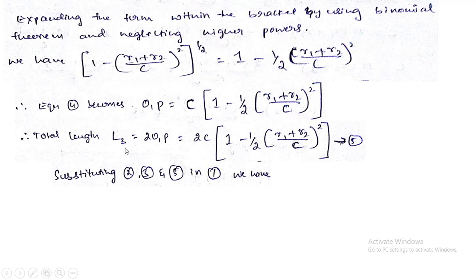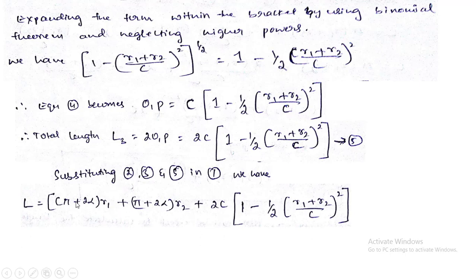It is L3. Then we will substitute equation number 2, that is the value of L1, equation number 3, the value of L2, and equation number 5, this value of L3, in equation number 1. Equation number 1 is L is equal to L1 plus L2 plus L3. So I will substitute that. If you substitute that, you will get an expression like this, that is L is equal to pi plus 2 alpha into R1. This is the value of L1. Next again L2 is pi plus 2 alpha into R2. This is the value of L2. Next L3 value I will substitute here, 2C into 1 minus of 1 by 2 R1 plus R2 by C whole square. Next again I will simplify this.